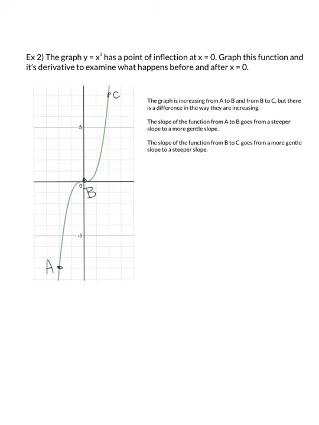So based on prior knowledge, we can see that this function is increasing from A to B, and it is also increasing from B to C, but there's a major difference in the way that they're increasing. Looking right here, the slope of the function from A to B goes from a steeper slope to a more gentle slope. If I picture these tangents being drawn in, my tangents are very, very steep, and the closer I get to B, the less steep they get. They're still positive, they're just a gentler slope.